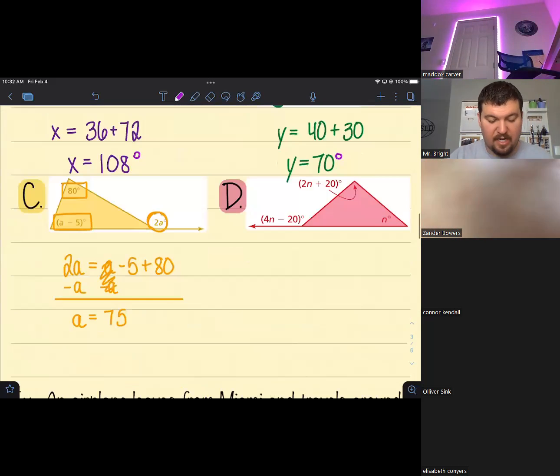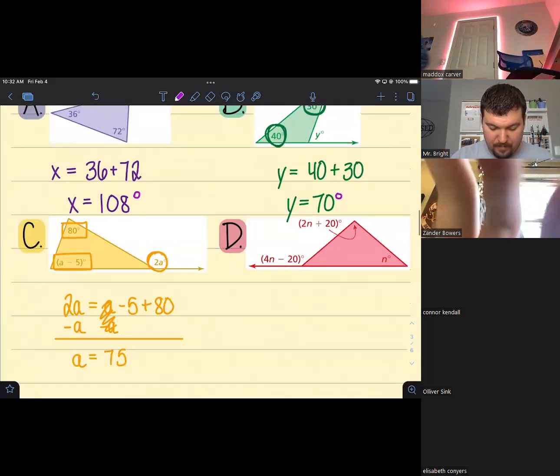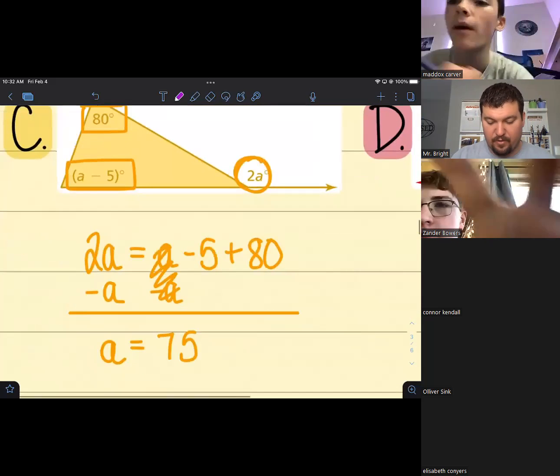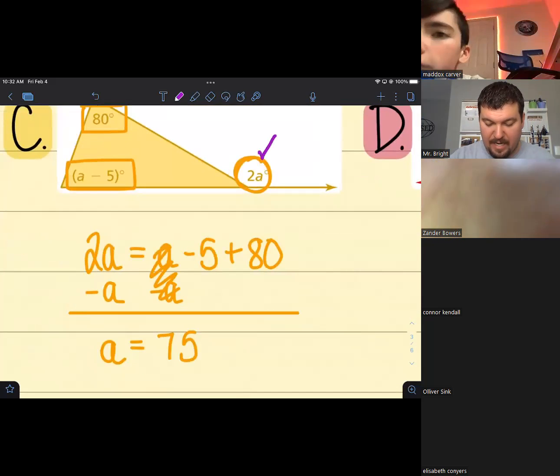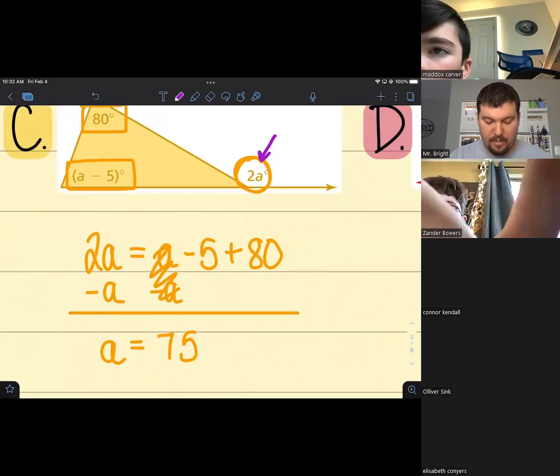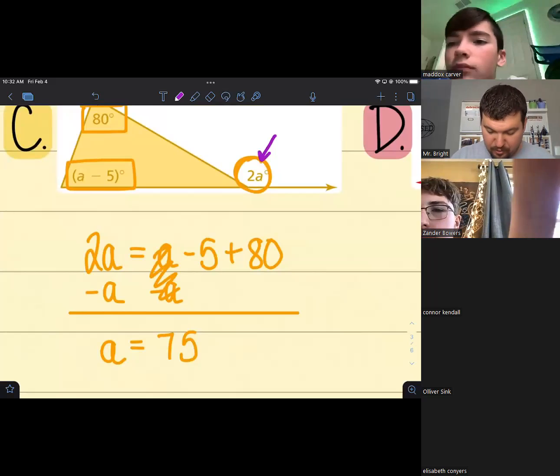And that means we're not actually done with example C then. So if A is 75 degrees, we need to plug that in and we need to times by 2. So what would 75 times 2 be then?